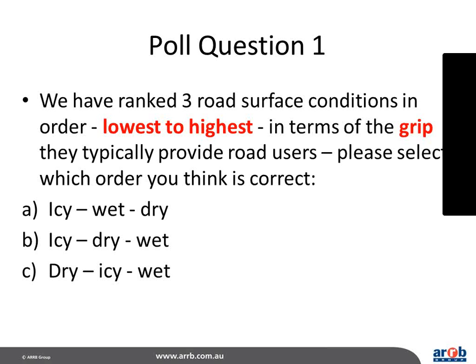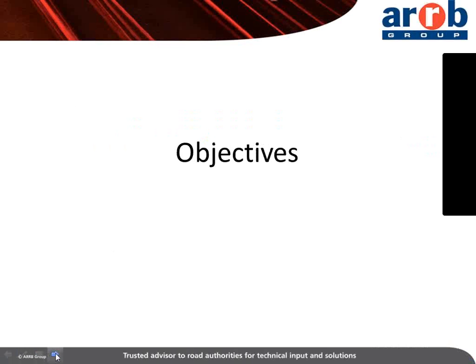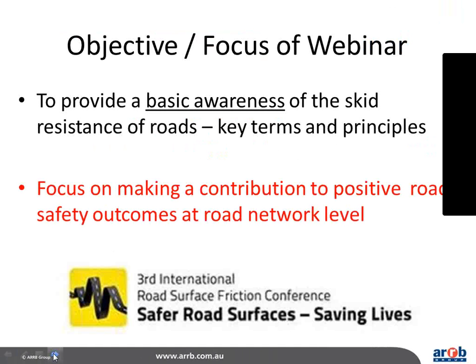So let's have a think about why we're here today and our objectives for our webinar. We're trying to give a basic awareness through this. We'll talk a little bit later about a series of webinars that we'd like to put on, providing some more detail to the skeleton that you'll see today. So we're going to touch on some key terms, some key principles, and please think about a focus on road safety outcomes. That's the way that I like to think about skid resistance, thinking about positive outcomes and saving lives on our roads.